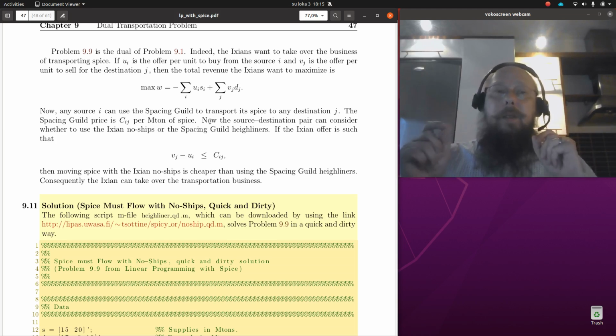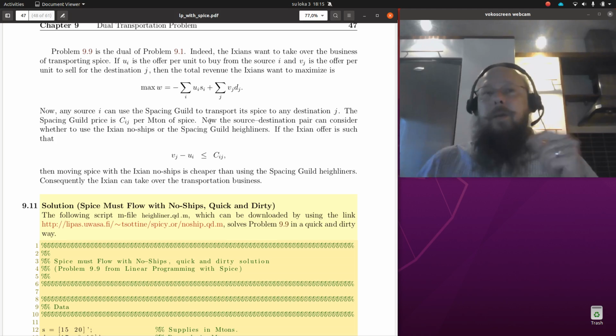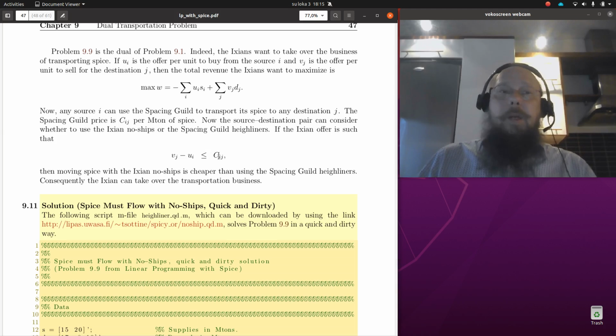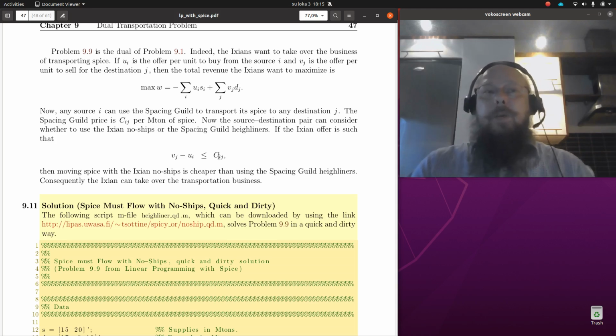Now each pair, source i, destination j, remember they already have the agreement that things will be transported. Now they think that, okay, whether we use the Ixian no ships or the spacing guild highliners. And if the Ixian offer is such that this difference, so this is what the Ixians sell, things that they have bought here, if this costs less than the transportation, it makes sense for these planets to move the spice by using Ixian no ships rather than the spacing guild highliners. So consequently, the Ixians can take over the transportation business.